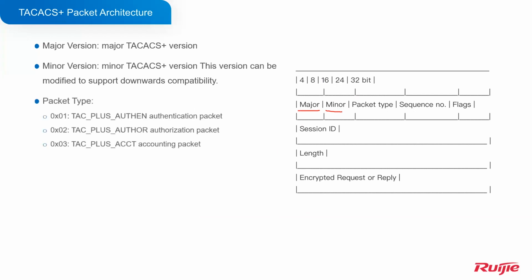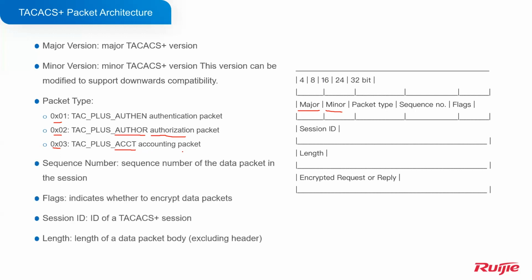And next is the packet type. It uses different numbers to represent different types of packets. TACACS+ AUTHEN means it's an authentication packet. And obviously, this is authorization. TACACS+ ACCT is accounting. So we have 3 different packet types: authentication, authorization, and accounting packets.